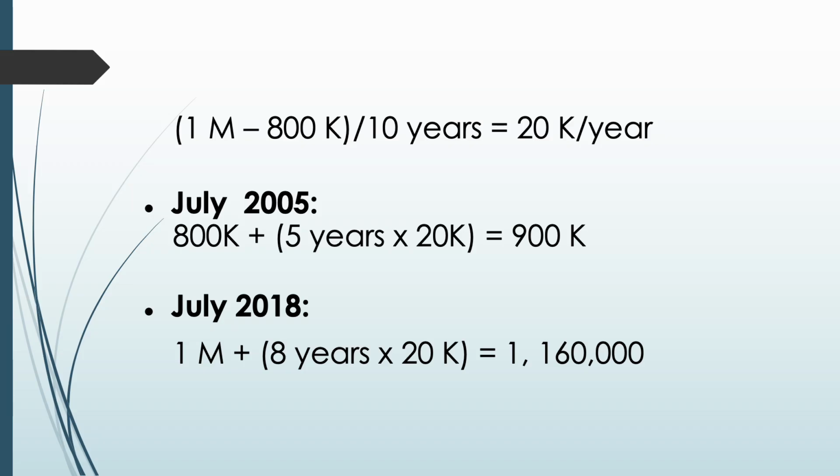To compute for the July 2018 population, we get the population from 2010, which is 1 million, plus the interval from 2010 to 2018, which is 8 years, times the rate of increase again, which is 20,000, and we get 1,160,000.